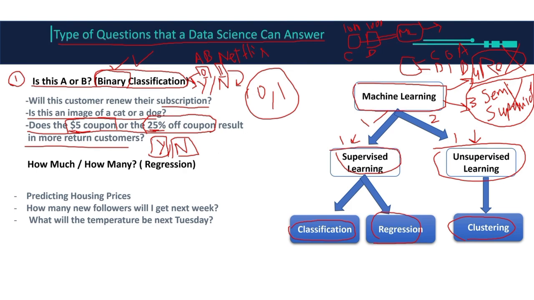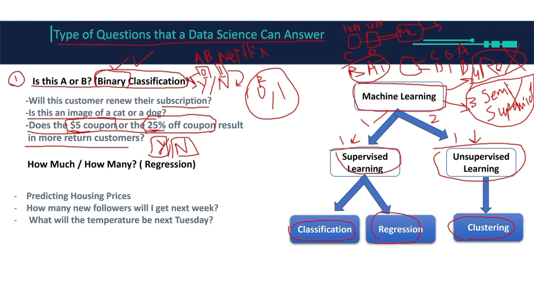If the output is categorical and it's in the form of 0 and 1, if it's only two categories, it's going to be binary classification. If it's more than 2, for example, I want to know if this image is a cat, a dog, or a bat, so now we have 3. It's not binary classification, it's called multi-class classification. We'll get to that later on.